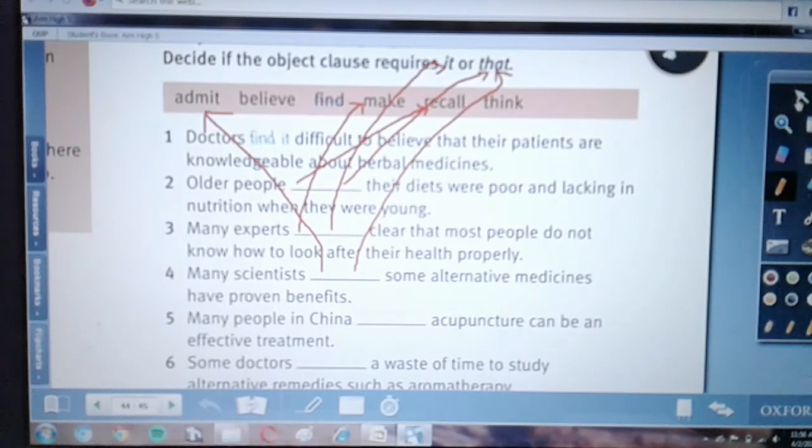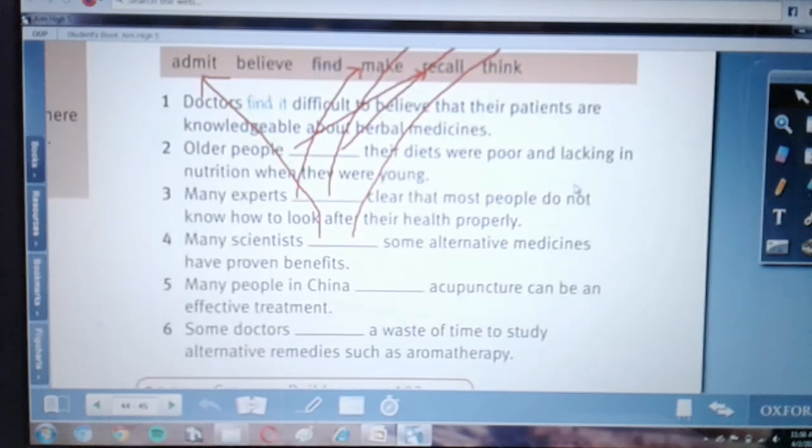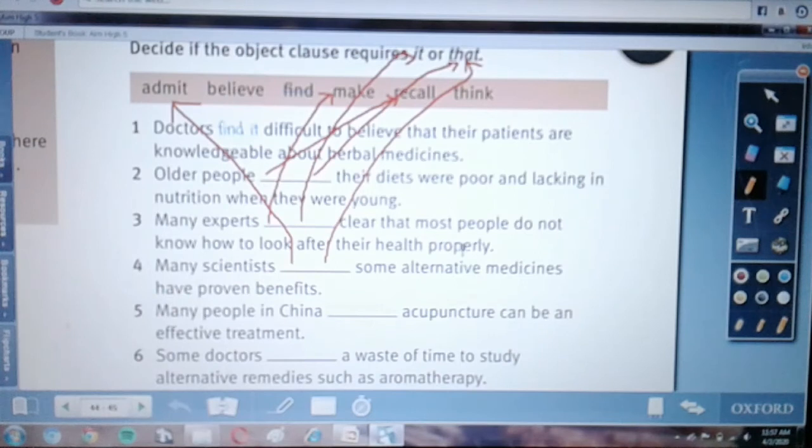Okay, now take a look at number 5. Let's read it together. Many people in China, blank blank blank, acupuncture can be an effective treatment. So, you just have to choose between believe and think. So, which one shall we use?